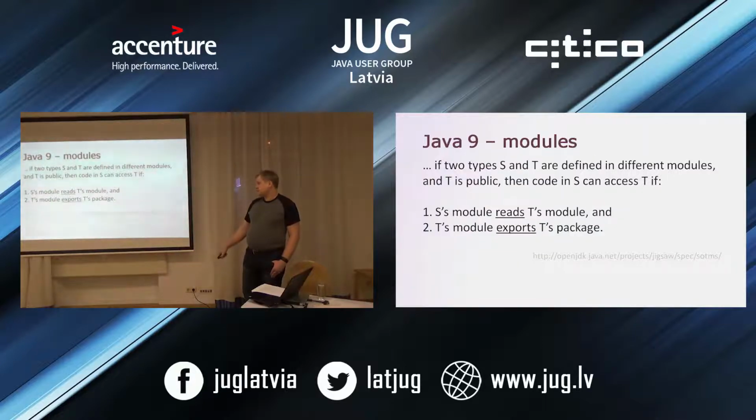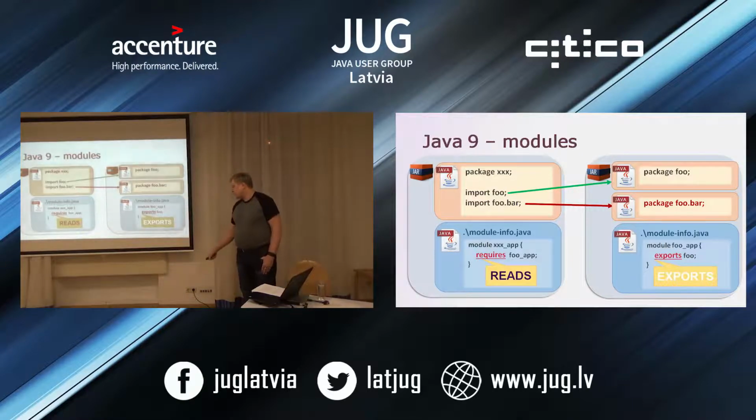There is a golden rule that if two types, S and T, are defined in different modules and T is public, the code in S can access T if S's module reads T's module and T's module exports T's package. So, if we put in the x86 module requires foo, which means reads foo, and if another module foo will provide package foo with exports, import foo will work. Please note that import foo.bar will not, because foo.bar was never exported and it remains private.